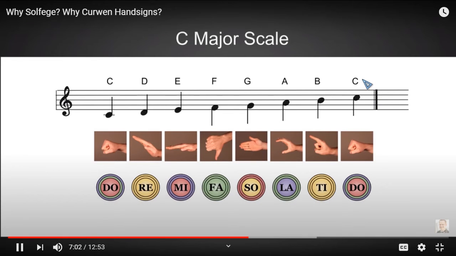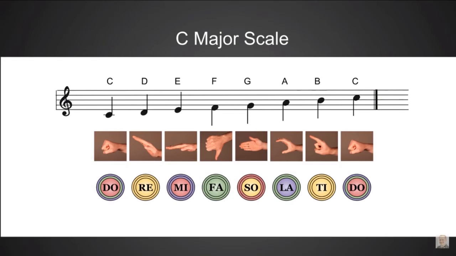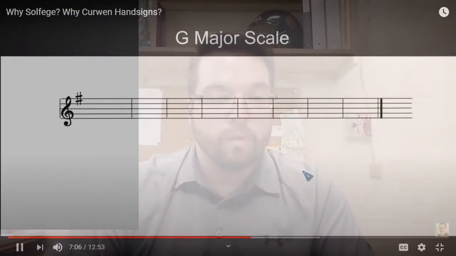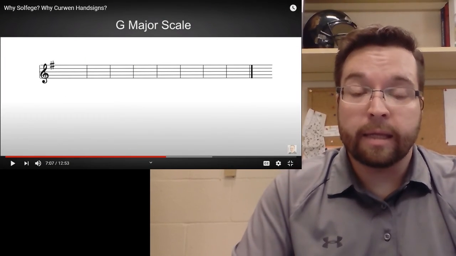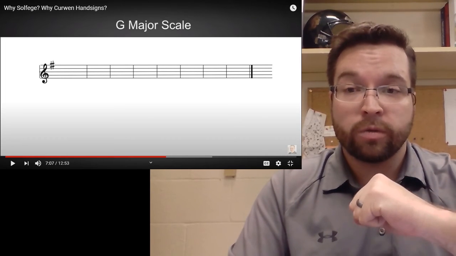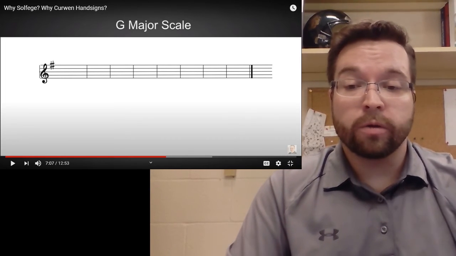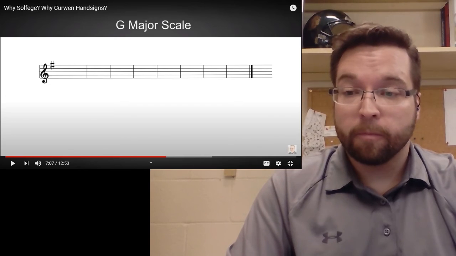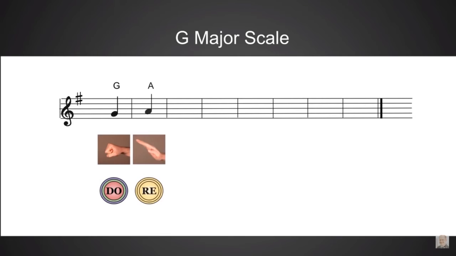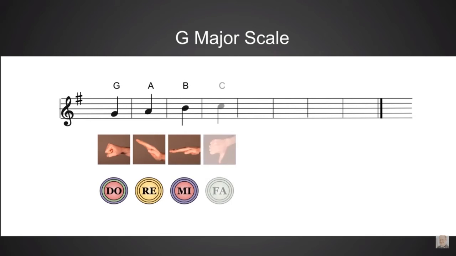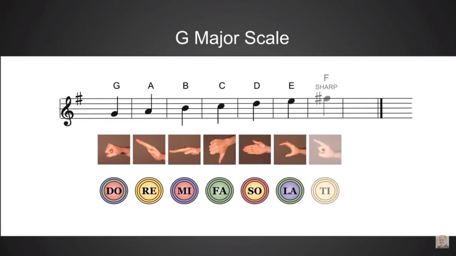Let's do the key of G now. This time, use the hand signs that appear. Now for this one, I want you to actually use the hand signs. Use the hand sign that he shows on the screen while he's singing through this scale. Do is the first note. Do, re, mi, fa, sol, la, ti, do.